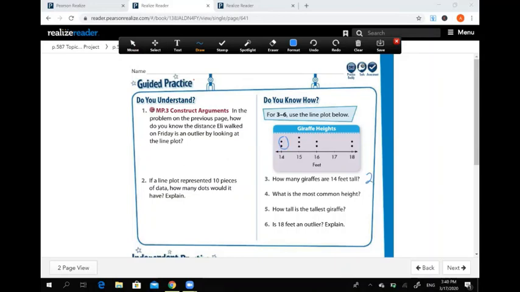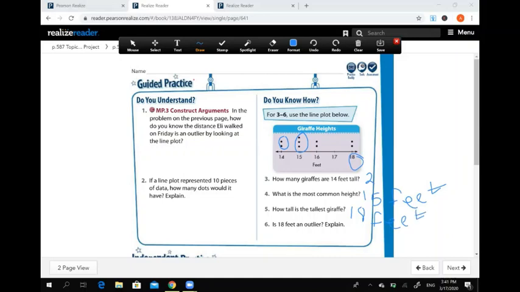What is the most common height? The most common means which height has the most number of giraffes. As we can see, at 15 feet, we have 3. So the most common height is 15 feet. Question number 5. How tall is the tallest giraffe? The tallest one is 18 feet.